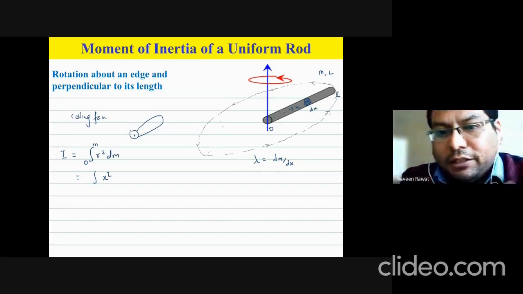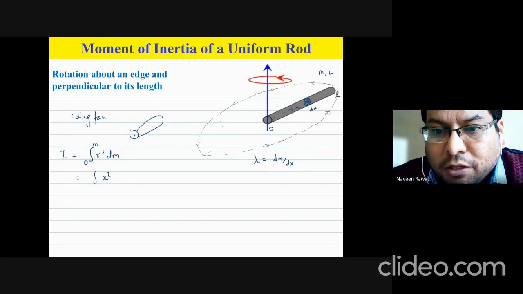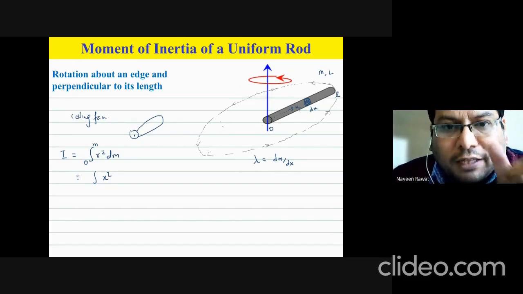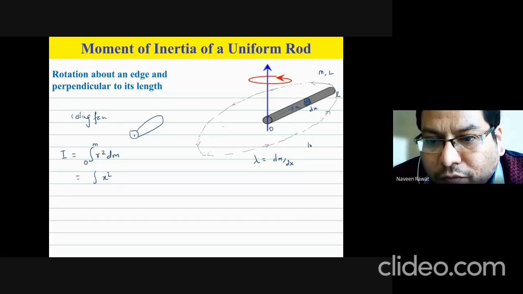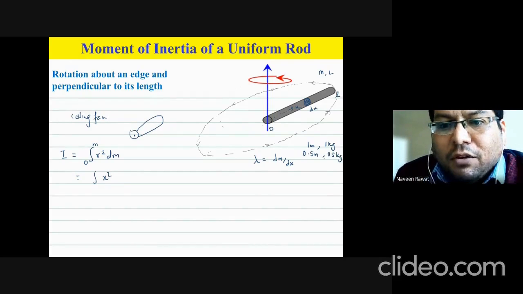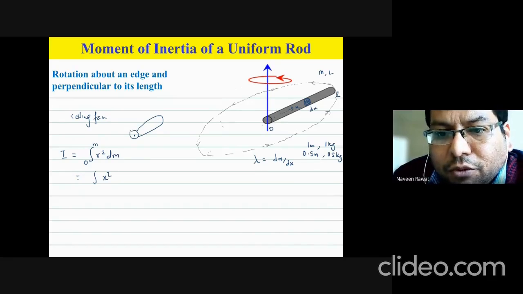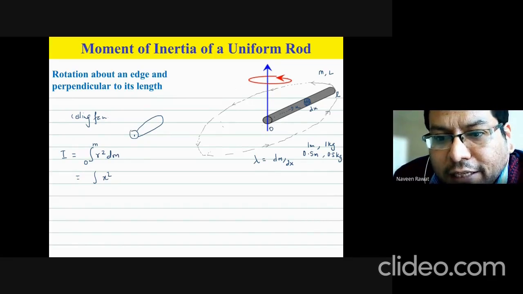Okay, and the simplest way to understand this is, suppose this rod is of length 1 meter, and it weighs, let's say, 1 kg. Now if I take the same rod and split it in half, then the length will be 0.5 meters and the weight will be 0.5 kg because it is a uniform rod. Note that lambda for both cases will be the same.